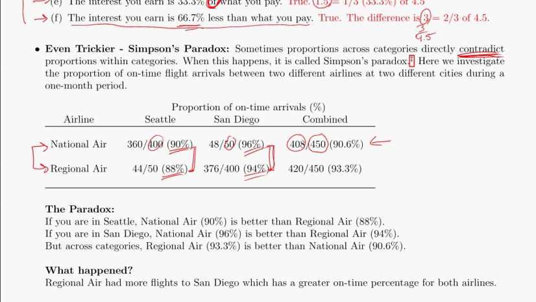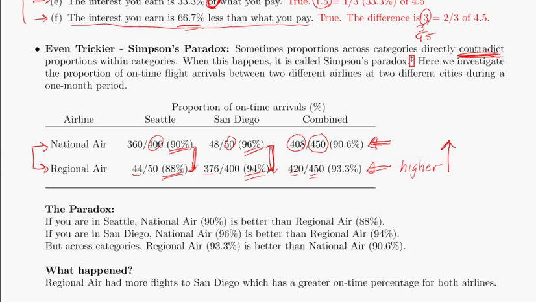And if you play the same game for Regional Air, we have 44 on time and 376 on time. When you add those, you get 420 out of, again, 450 flights. All right, so if you notice, Regional Air, when you combine them, has a higher on-time arrival percentage. So the paradox here is that in Seattle, National is better than Regional. In San Diego, National is better than Regional. But when you combine them, Regional is better than National. And that's why it's called a paradox, everything got switched around, right?